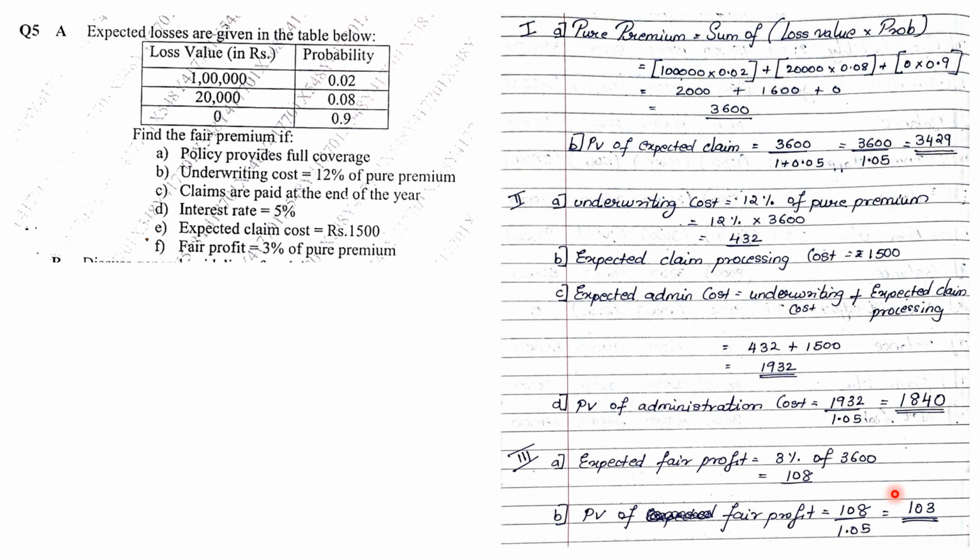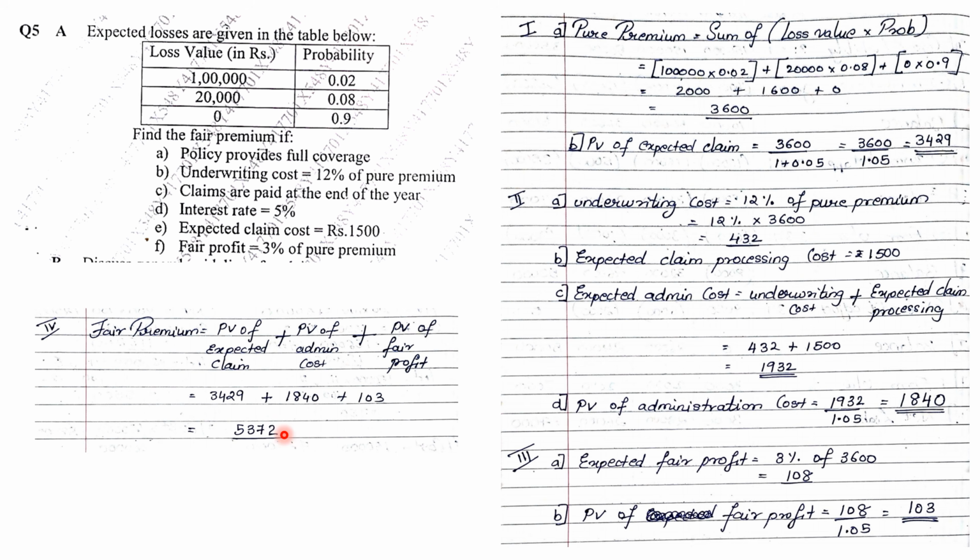Lastly, we need to apply the final formula for fair premium. Fair premium is nothing but PV of expected claim plus PV of admin cost plus PV of fair profit. 3429 plus 1840 plus 103. The total comes to 5372 rupees. This is how you all had to solve the sum based on fair premium in 3 parts. Okay, I hope you all have understood it. Chalo, you all can go through it once.